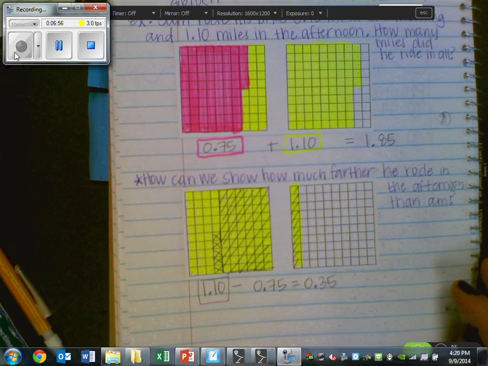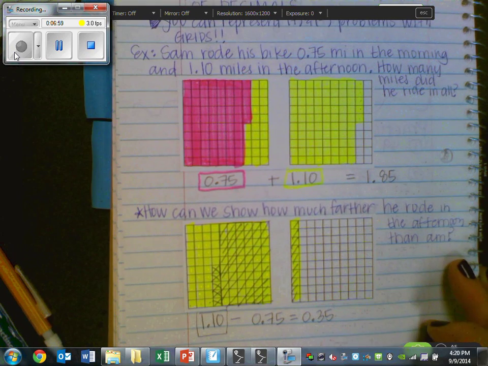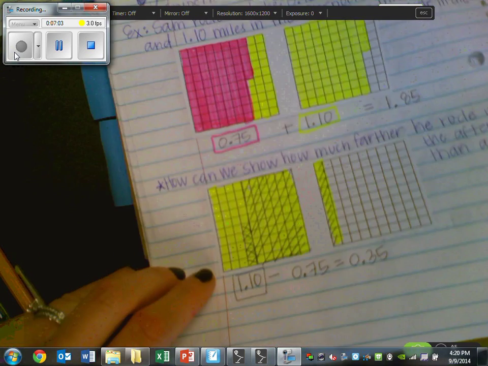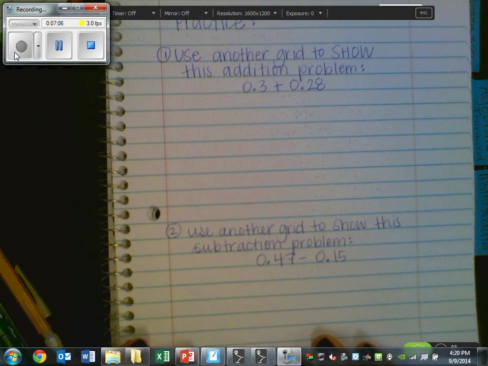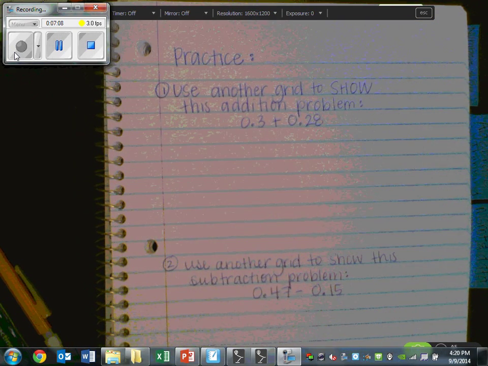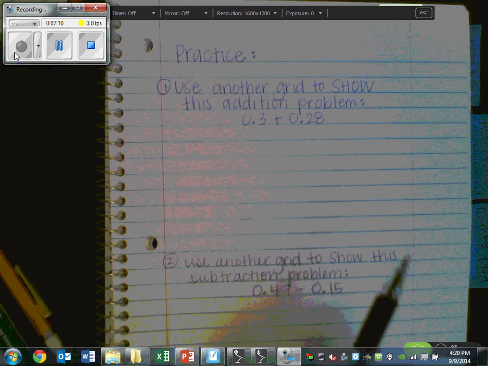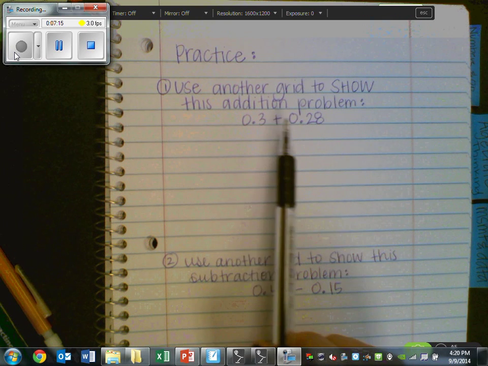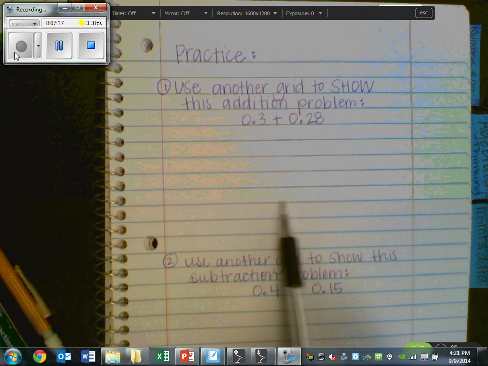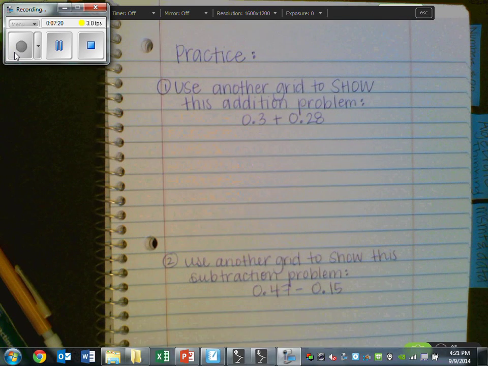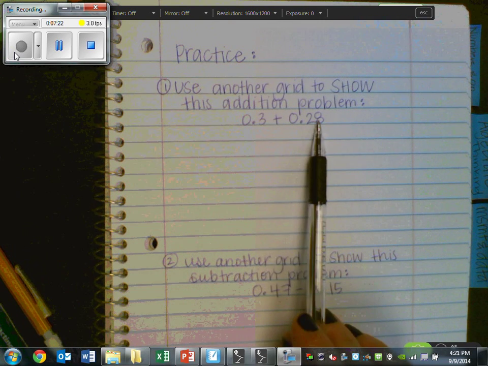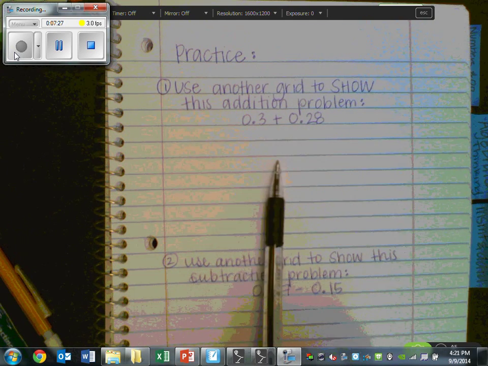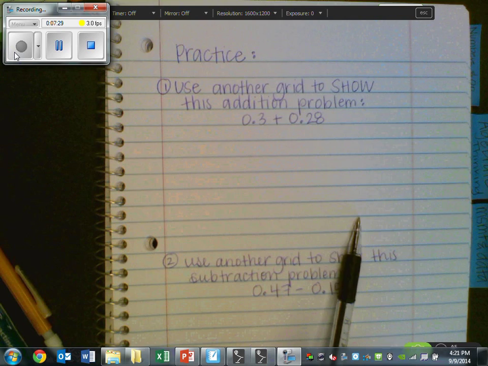Go ahead and pause the video here if you need to get these notes caught up. If not, then flip it over to the other side and copy down these two practice problems. Number one says, use another grid to show this addition problem. Here you have 3/10 plus 28 hundredths. So we want you to cut and glue however many grids you think you need. Use two different colors to represent each of these addends. Show it on the grid. Write the equation and your answer.